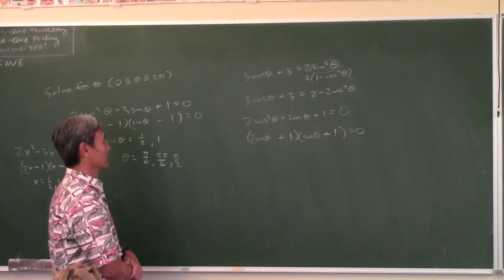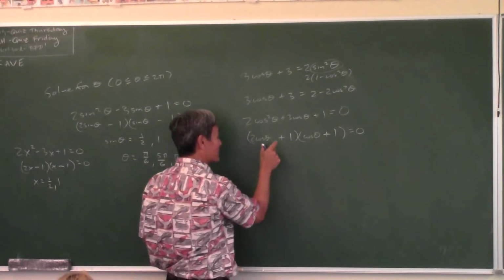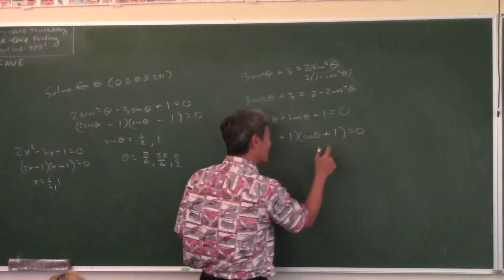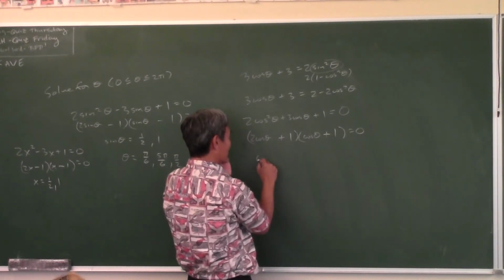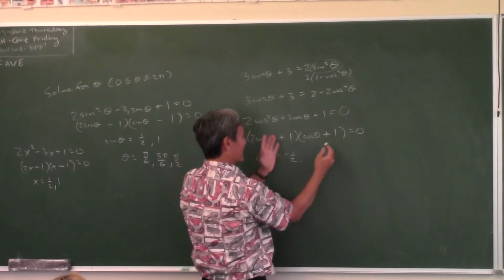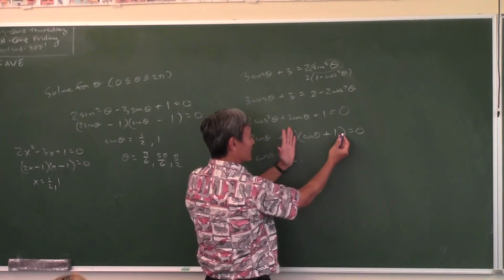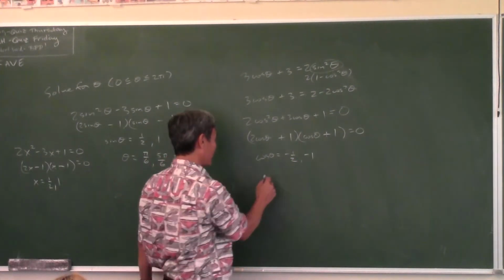Is that correct? Okay, so now we have it into the form we want. If something times something is equal to 0, that means either this is 0 or that is 0. What would make this factor 0? Cosine theta would have to be -1/2, and that one, cosine theta, would have to be -1, and those are numbers I'm supposed to know.